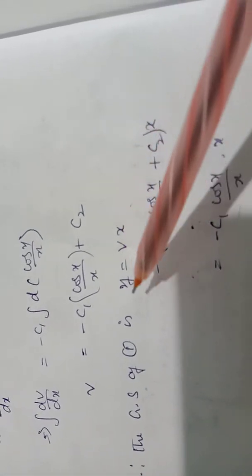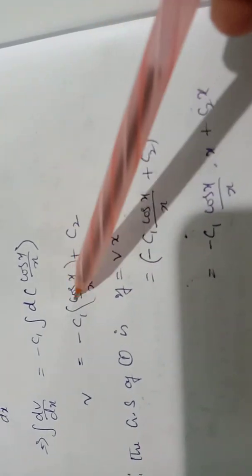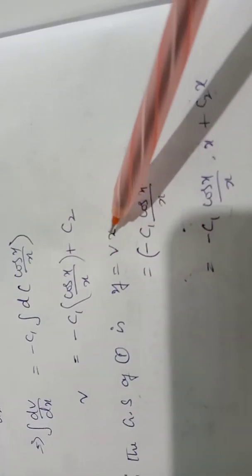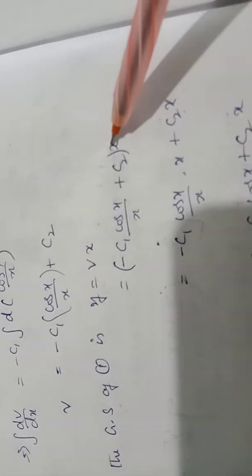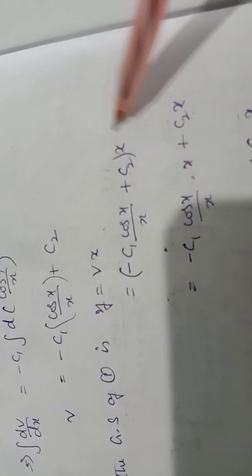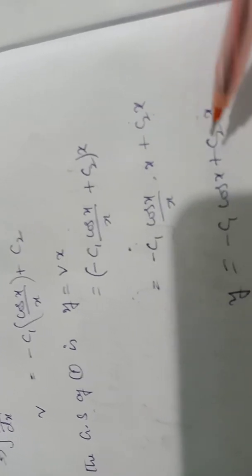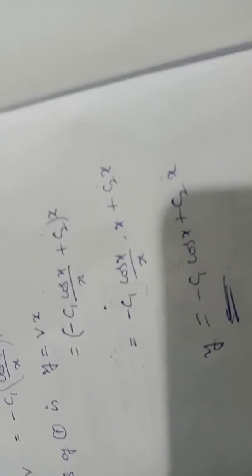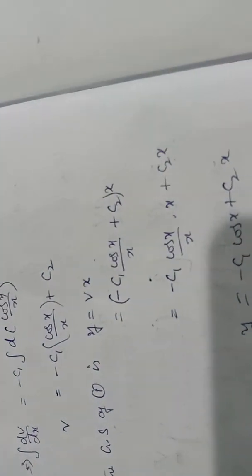The general solution of equation 1 is y equal to vx. What is the v value? Here we got the v value: minus c1 cos x by x plus c2, into this x. By multiplying, the x and x will get cancelled, plus c2 x. So y equal to minus c1 cos x plus c2 x is the solution of the given problem.